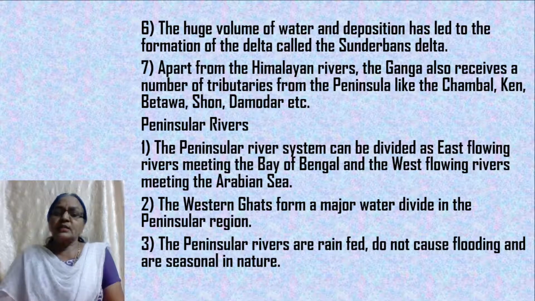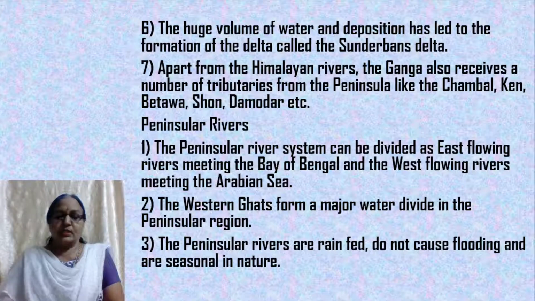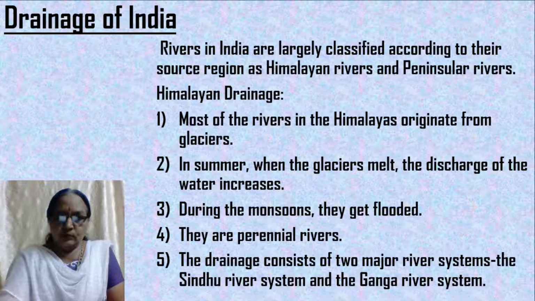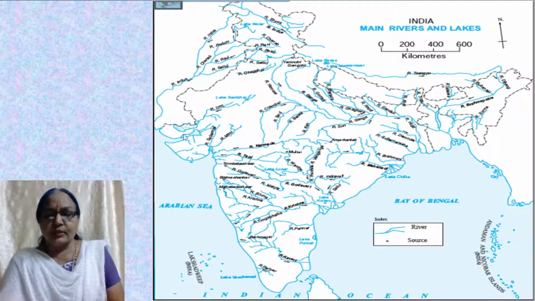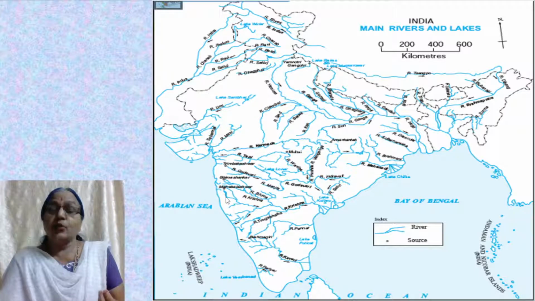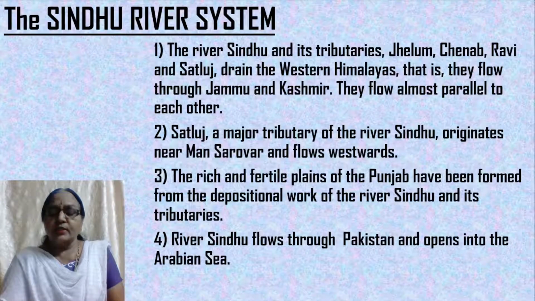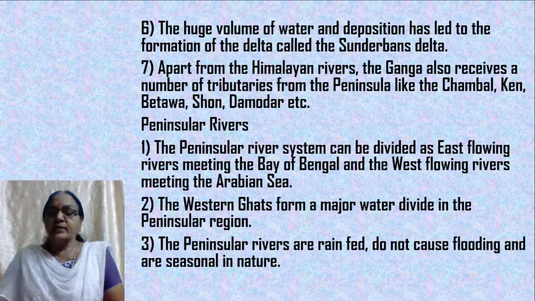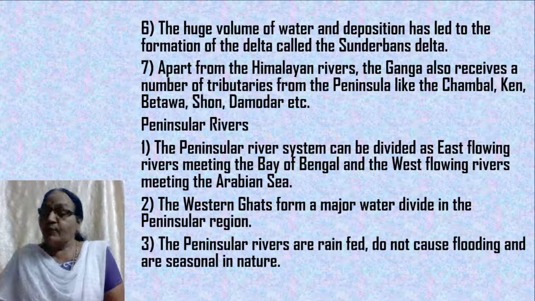Okay, now next let us come to peninsular rivers. What are peninsular rivers? Peninsular rivers are those which flow along the peninsular region. We have various rivers like Tapi, Narmada, then Godavari, Krishna, Kaveri. So these are major peninsular rivers. The peninsular river system can be divided into east flowing rivers meeting the Bay of Bengal and the west flowing rivers meeting the Arabian Sea.